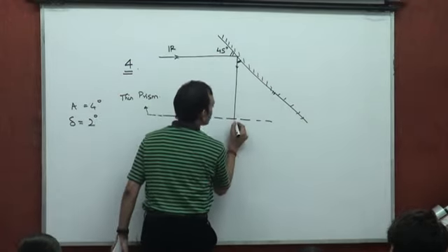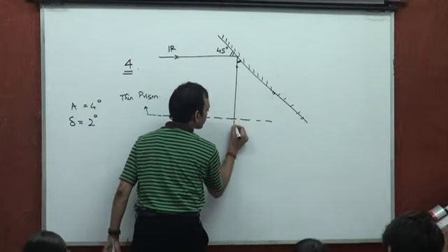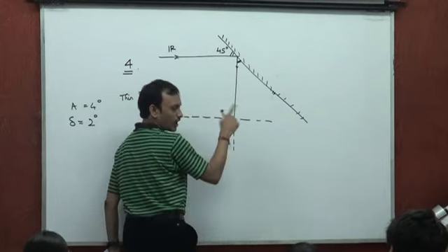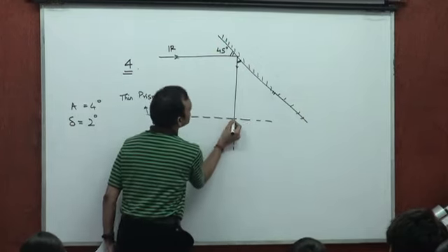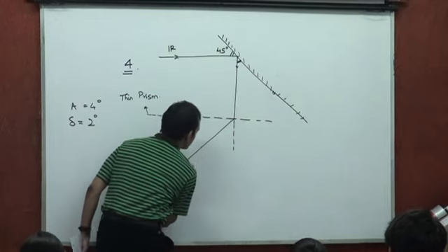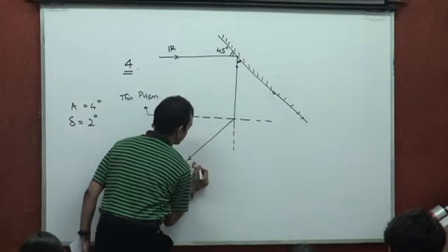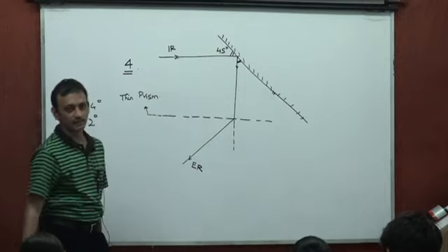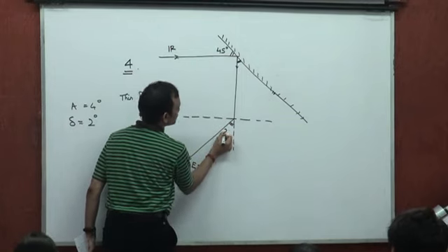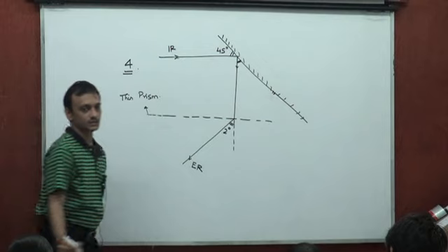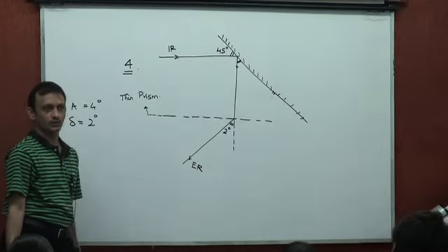So the net effect of the prism, after having suffered 2 refractions on the 2 surfaces, is an emergent ray like this. This is an emergent ray. And this angle is 2 degrees. Right?